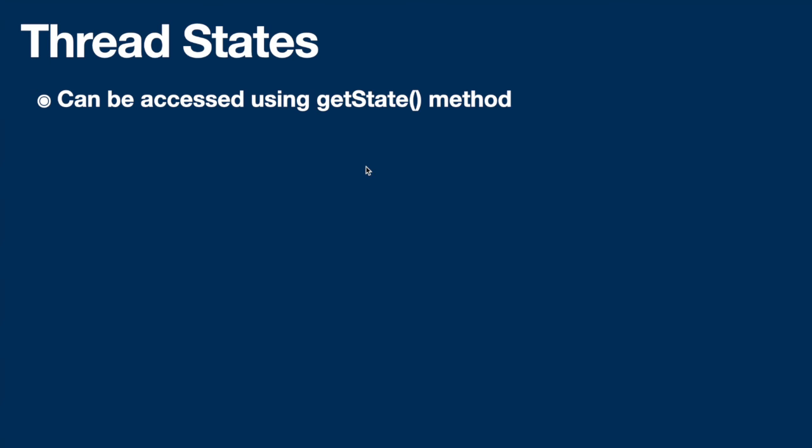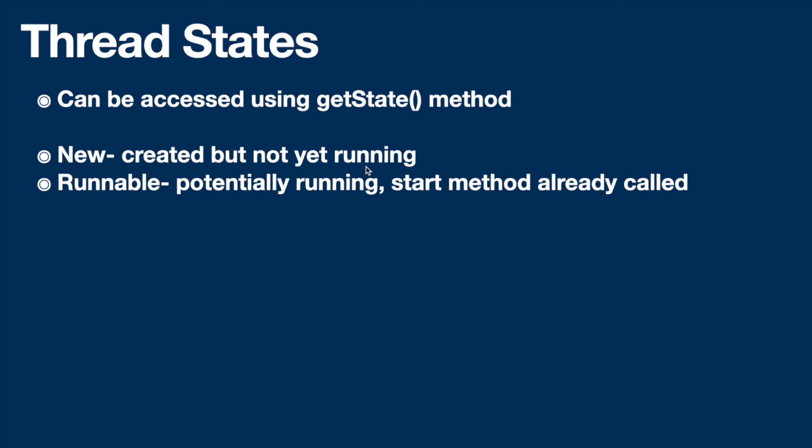And whenever we implement threads, we have states of threads. Thread states can be accessed using the getState method of the Thread class, and thread states can be new. We created a new thread, but it's not yet running, so that is a new one. And runnable: the start method of a thread has been called, and the thread is potentially running.